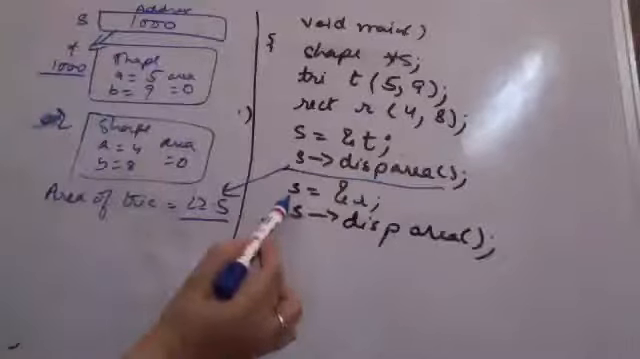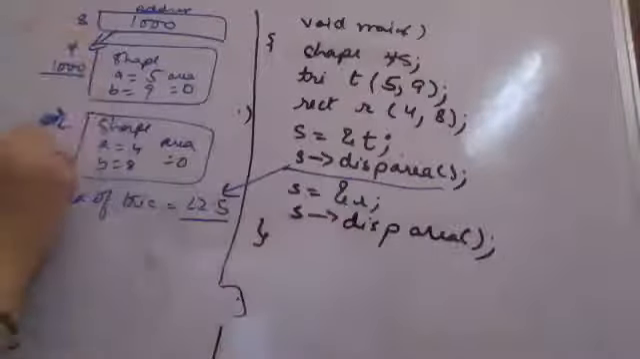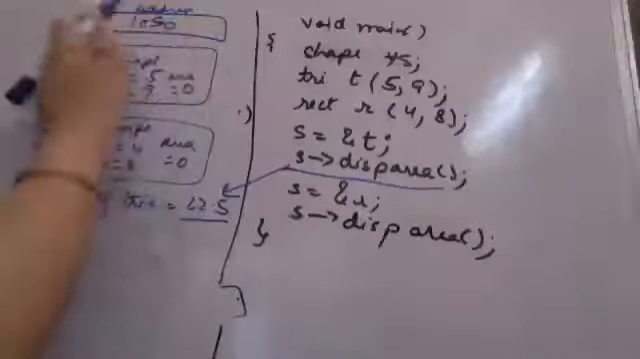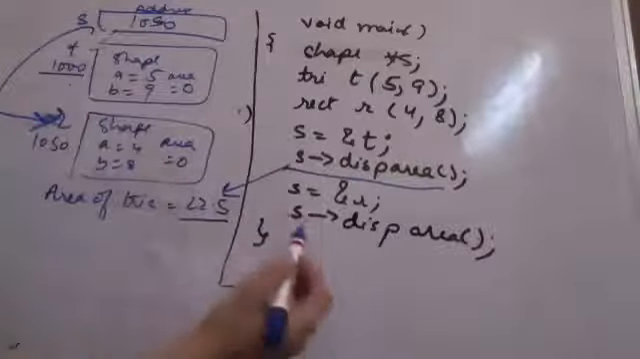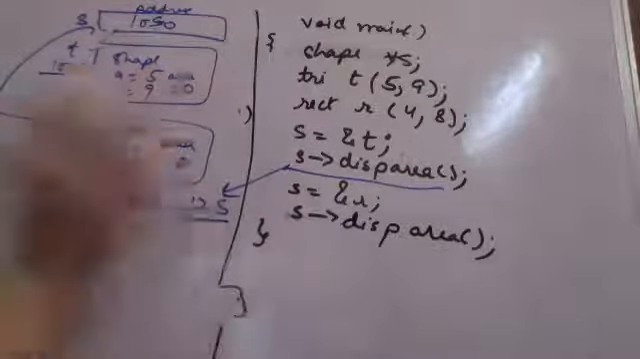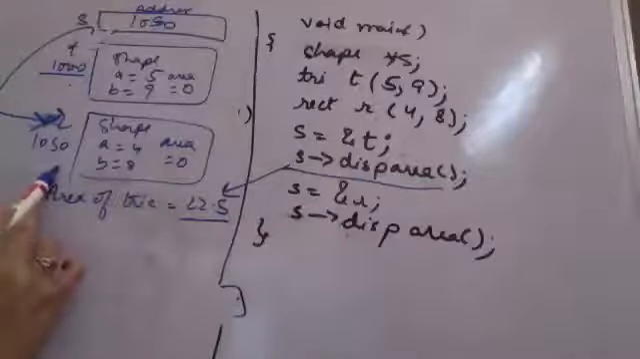See, I now say that S is pointing to another derived class R. So supposedly this is some address 1050. So now S has the address 1050 and it is pointing to R. When I am calling S dot display area, this time the display area again is called from the base class shape. It turns out it is virtual, so it goes to the derived class rectangle.